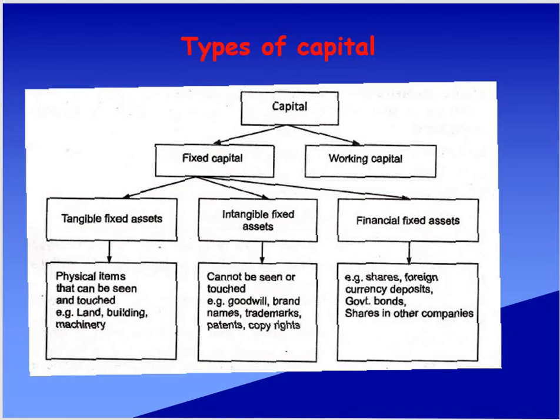tangible fixed asset, intangible fixed asset, and financial fixed asset. Okay, so tangible fixed assets are physical items which we can see and touch, like land, building, machinery, etc. Intangible fixed assets are something which cannot be seen or touched, like goodwill, brand name, trademarks, patents or copyrights, what we call IPR, intellectual property rights.